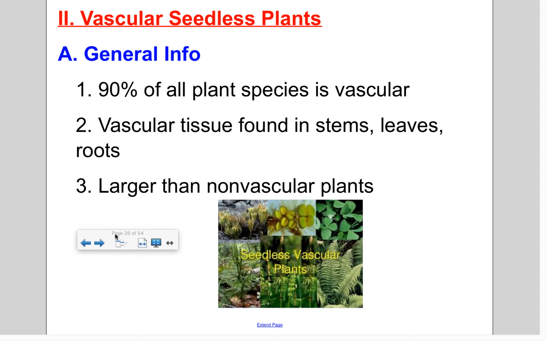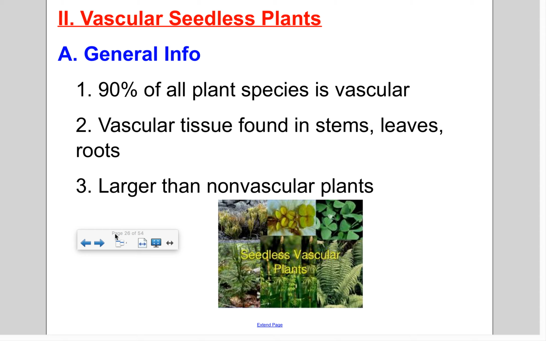Moving on to vascular seedless plants. 90% of all plant species is vascular. Remember, vascular tissue is found throughout the organism: stems, leaves, roots, because they're moving things from the ground up and from the leaves all the way back down to the ground. Vascular plants tend to be larger than non-vascular plants.